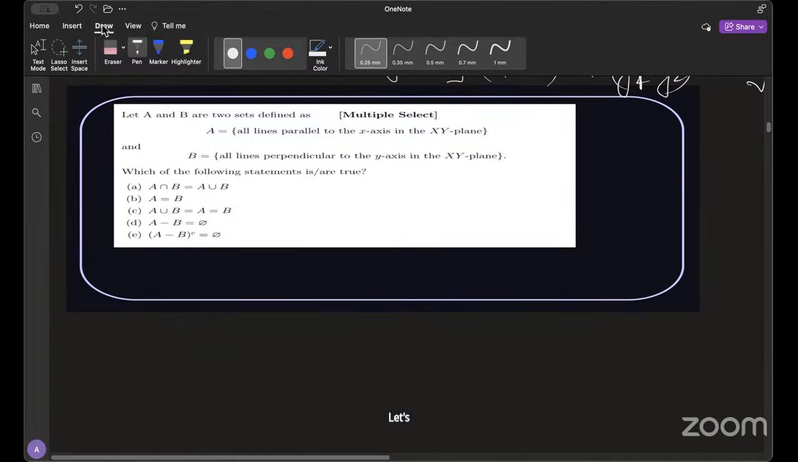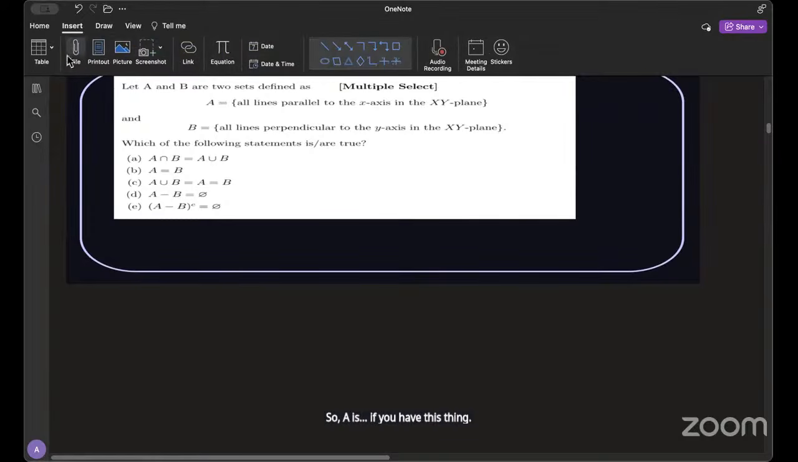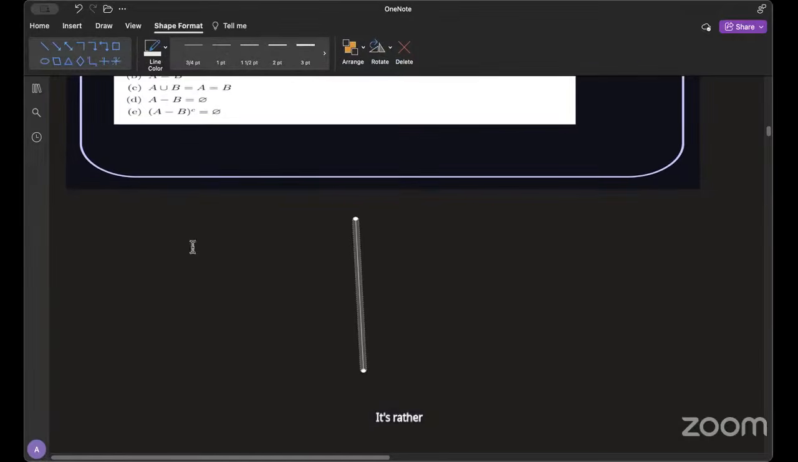Let's say you have, so A is, if you have this thing, let's draw the axis first.